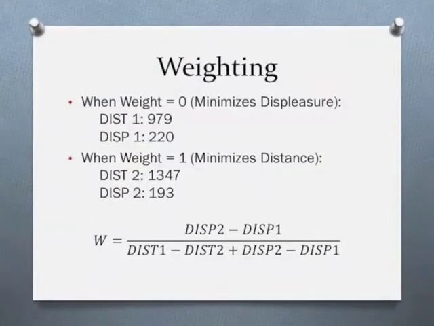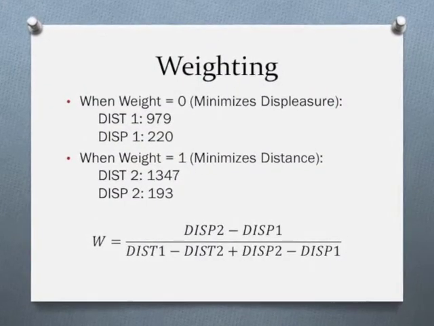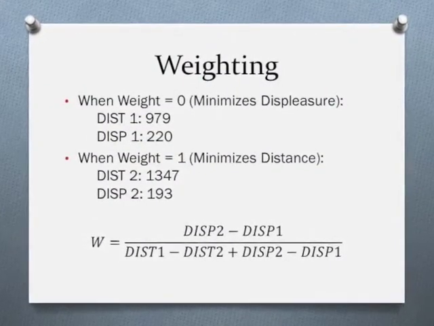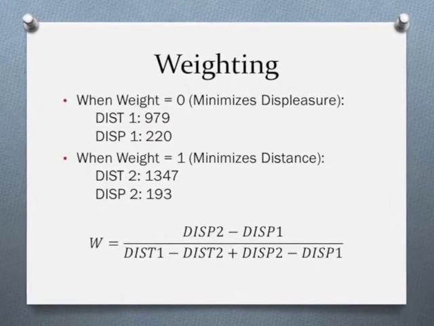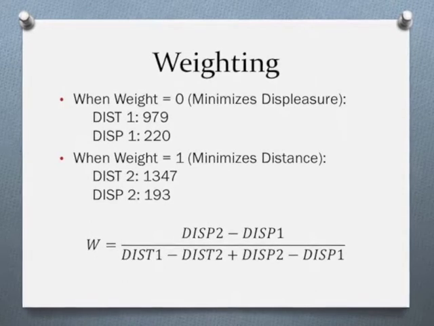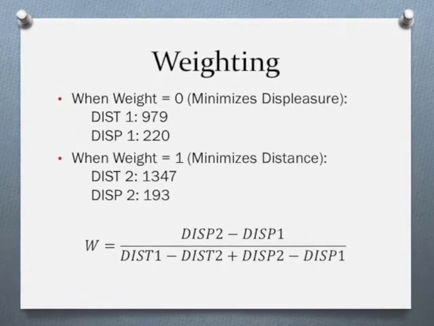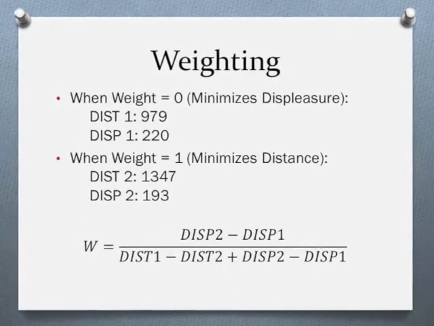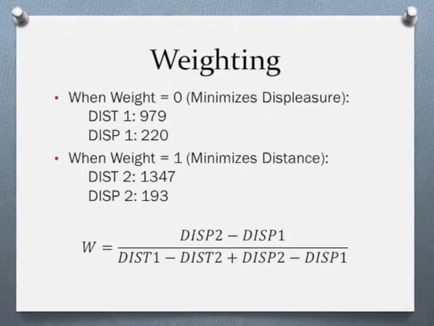When weight equals 0, it minimizes displeasure. The distance for the first point is 979, and the displeasure for the first point is 220. When weight equals 1, it minimizes the distance. The distance for the second point is 1,347, and the displeasure for the second point is 193.